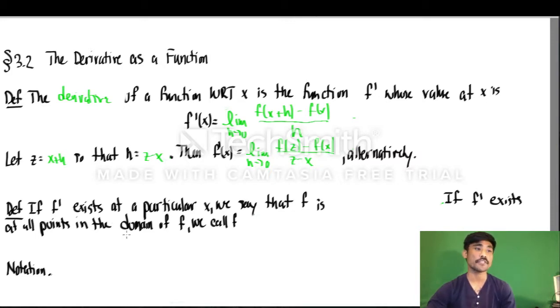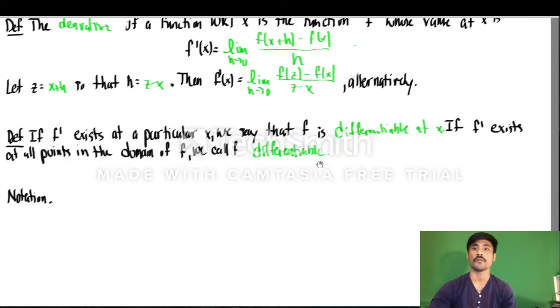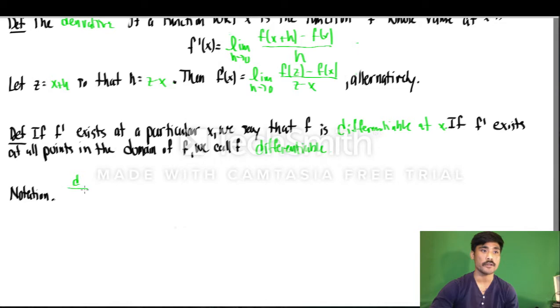And so another definition: if f prime exists at a particular point, we say that f is differentiable at that point. And if the derivative exists at all points in the domain of f, we call f simply differentiable. Differentiable at a point, and then differentiable in its whole domain. So for our notation for the derivative, we'll write the derivative, and you operate on the function.